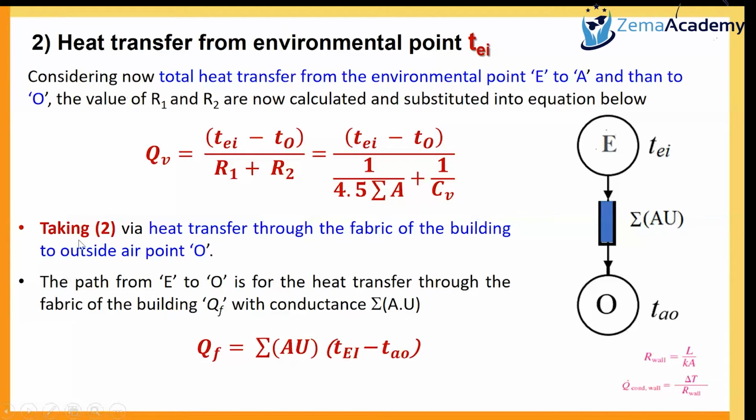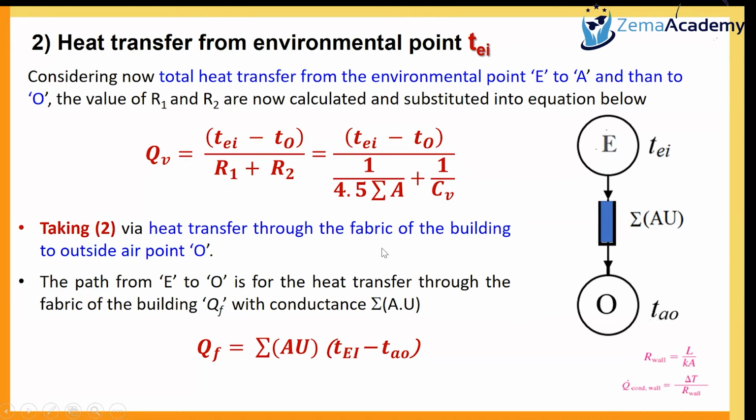Now coming to the second path, which is the heat transfer that will take place from the environmental point to outside. Now how will this heat transfer take place? This heat transfer will take place through the fabric of the building to outside. So any heat from the inside will first be transferred to the fabric, and from the fabric it will be dissipated to the outside environment. And when we say heat transfer through the fabric, we know that the heat transfer will be through conduction.